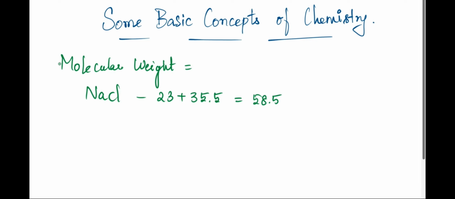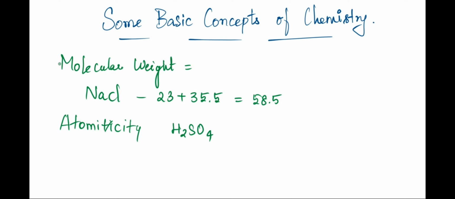We know about atomicity. They may ask you questions on atomicity if the examiner is a very kind-hearted person, but I don't think so. Atomicity is the number of atoms present in a molecule. Atomicity of H2O is 3, and atomicity of an oxygen molecule is 2. Atomicity of H2SO4 is, yes, 7.